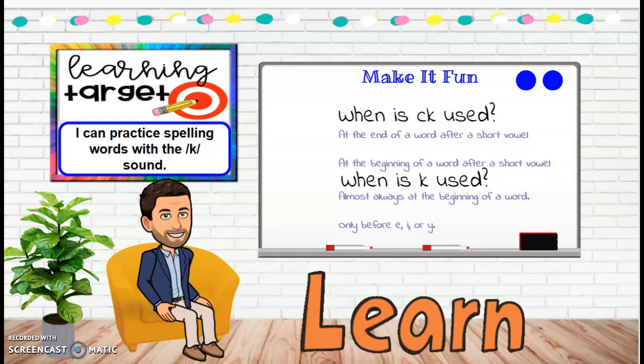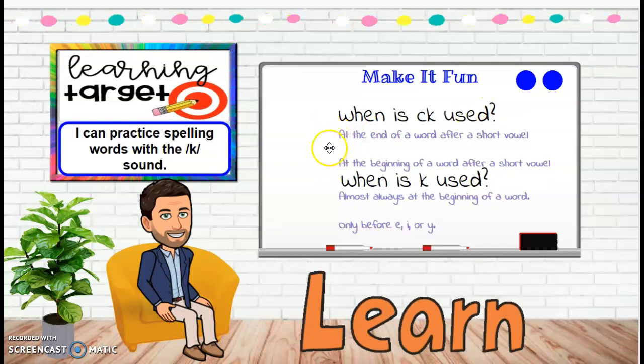Okay, a little review from yesterday. There's a couple questions here, and what you're going to do is move one of the blue dots in front of the answer that's correct for each question.